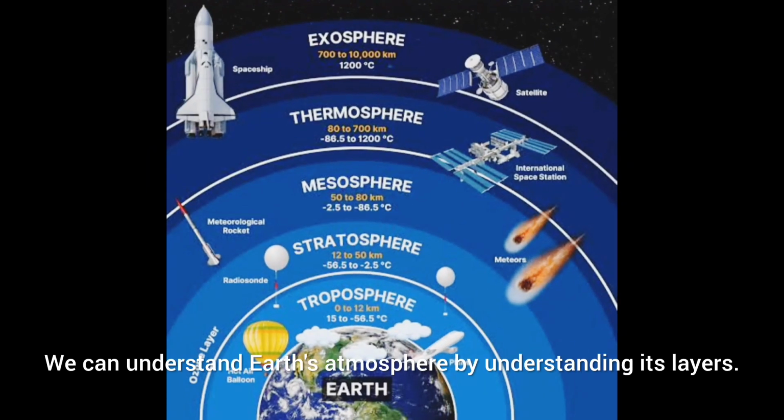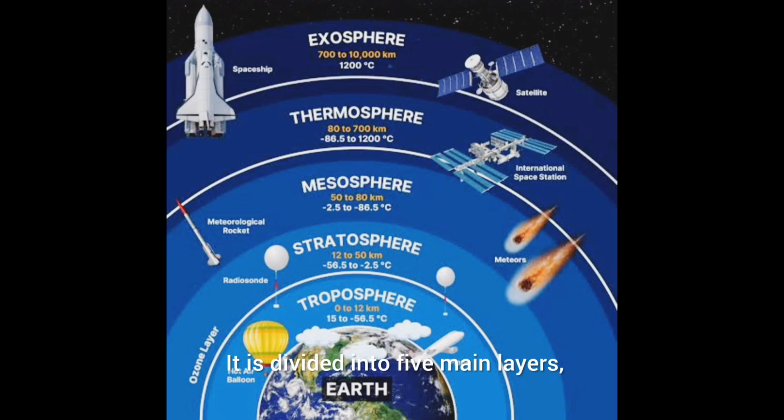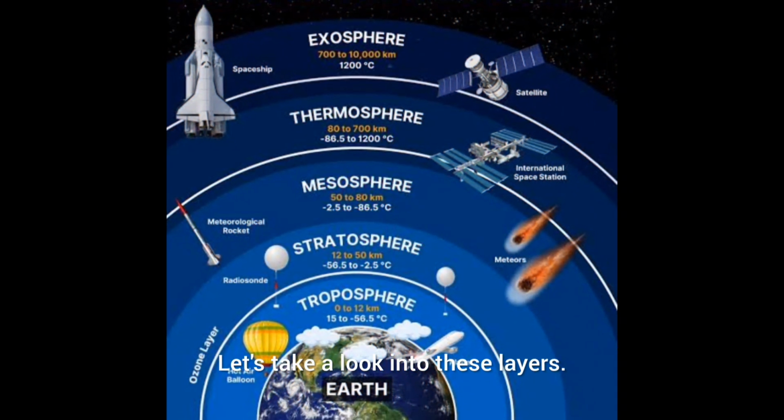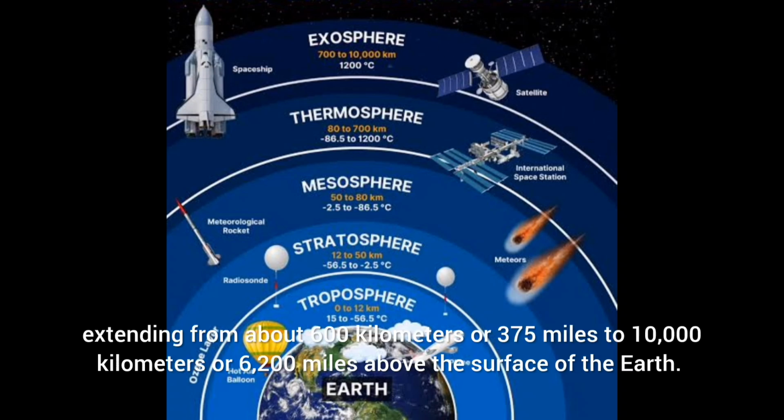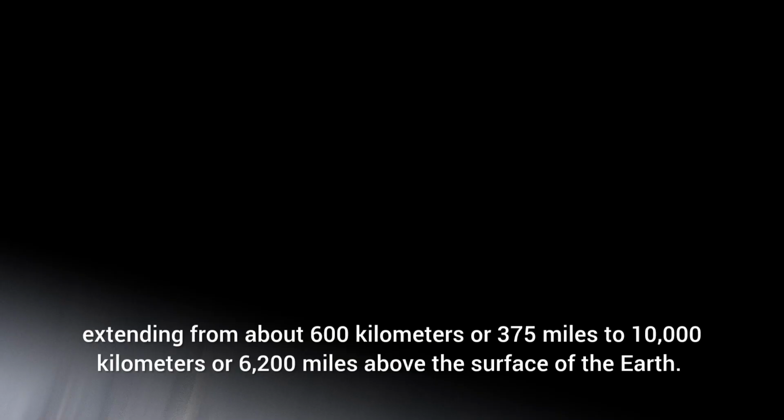We can understand Earth's atmosphere by understanding its layers. It is divided into five main layers, which are the exosphere, thermosphere, mesosphere, stratosphere, and troposphere. Let's take a look into these layers. Exosphere is the outermost layer of the atmosphere, extending from about 600 kilometers, or 375 miles, to 10,000 kilometers, or 6,200 miles above the surface of the Earth.